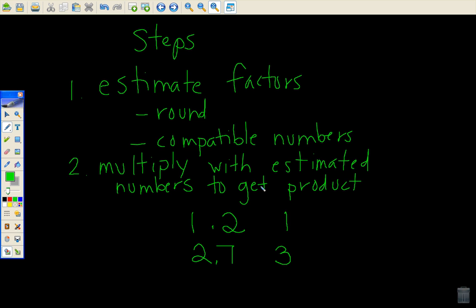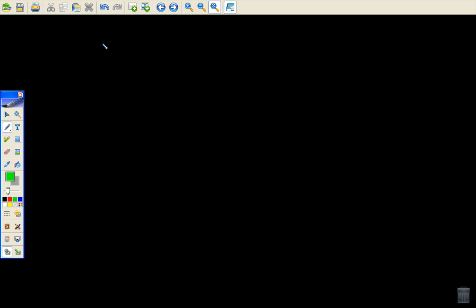And from there, you're going to take those two numbers and actually multiply them together to get your estimated product. So 1 times 3 would be 3. So when we get done multiplying the decimals, our answer should be pretty close to the number 3. Okay, so your third step, and remember you're still writing this on the teacher side, is to actually do the multiplication with the decimals.